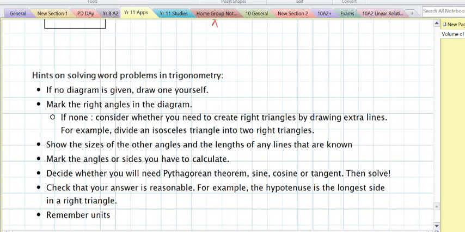Alright, so essentially we're just laying a lot of foundations before getting into practice problems. Do you want me to go back up?